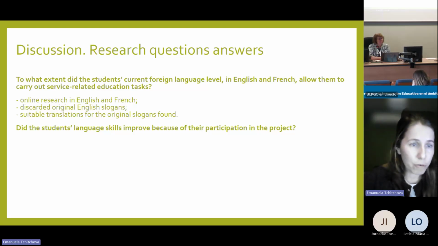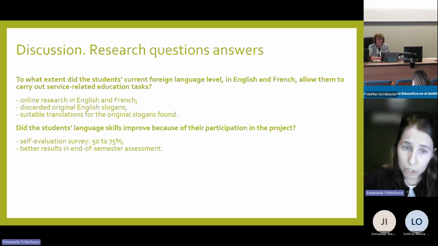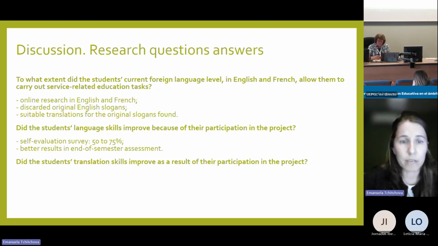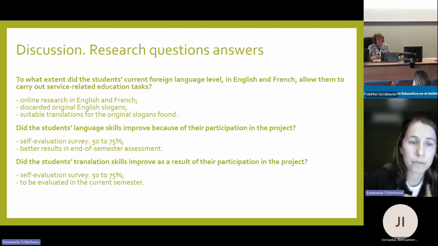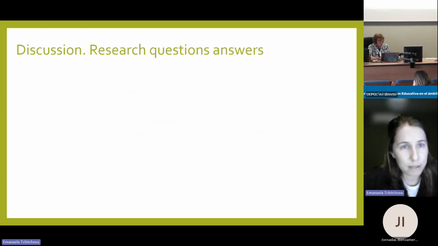About the second research question, did their language skills improve? We did a self-evaluation survey because, after the competition work, we didn't do a summative assessment, so we didn't manage to find out if they improved, but the students self-assessed their skills as improved. And about the translation skills, we had the same replies, and they are to be evaluated in the current semester. So now in January, we will evaluate their translation skills, so we will have a result on this.